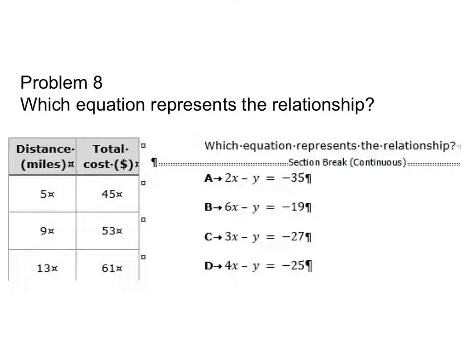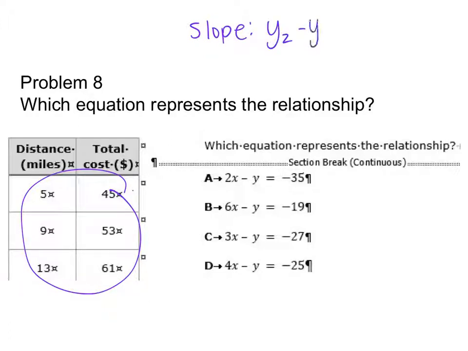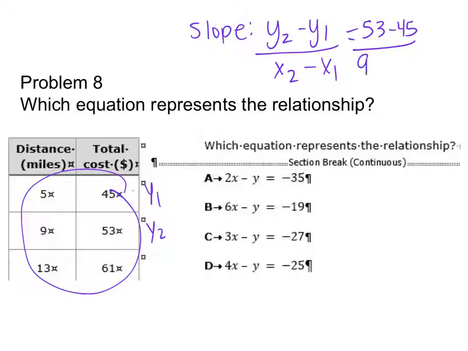Which equation represents the relationship? Well, we have a set of points, and we got equations. What I would suggest is to find the slope. To find slope, our formula is y2 minus y1 over x2 minus x1. So I'm going to label this as y2, y1. y2 is 53 minus 45 all over 9 minus 5, which reduces to 8 over 4, which is equal to 2.